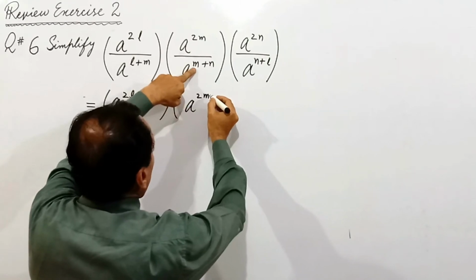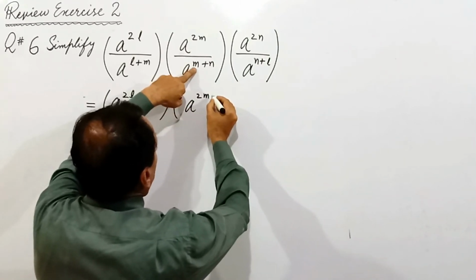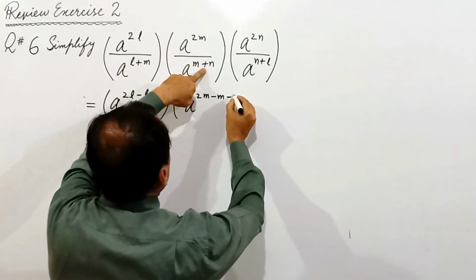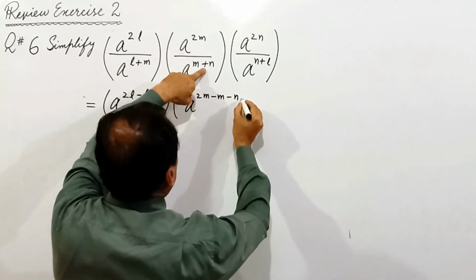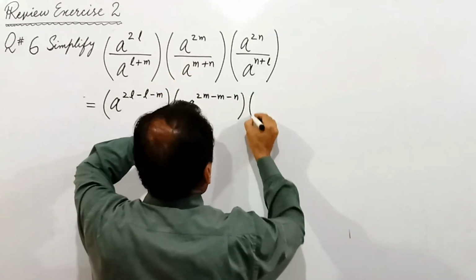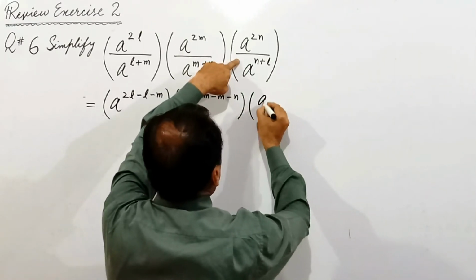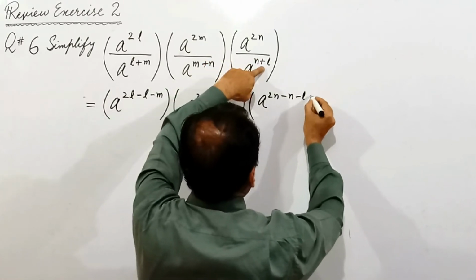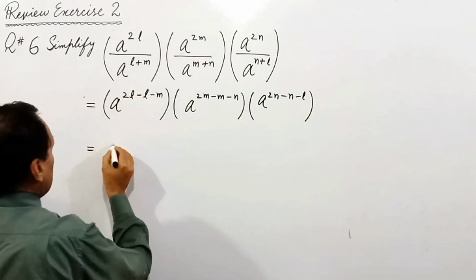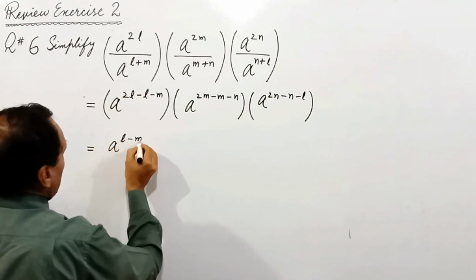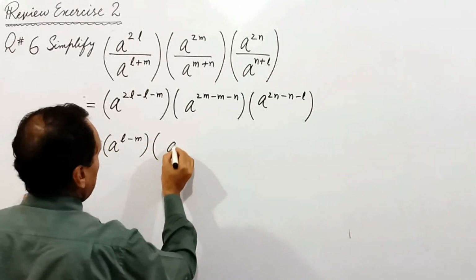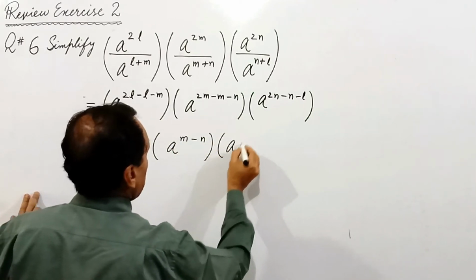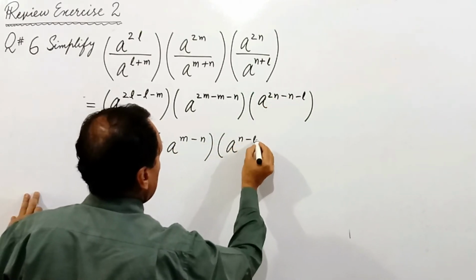Again we apply the same law of quotient power with the same base. Power m will become minus m and power n will become minus n. In the next part, the same law is applied. A raised to power 2n minus n, and l becomes minus l according to the law of quotient power. 2l minus l will be equal to l minus m. A raised to power 2m minus m will become m minus n. A raised to power 2n minus n becomes n minus l.